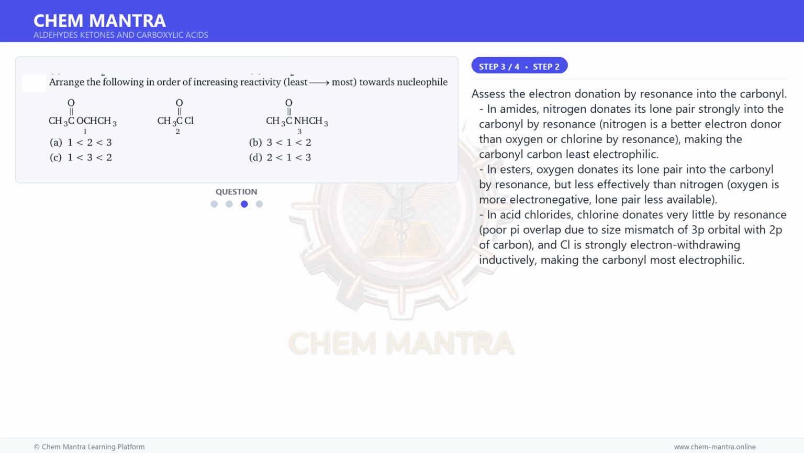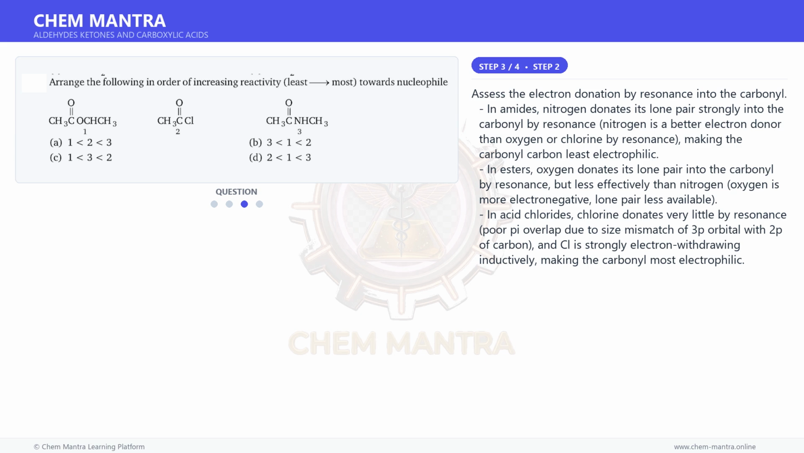Moving on to the next step. Assess the electron donation by resonance into the carbonyl. In amides, nitrogen donates its lone pair strongly into the carbonyl by resonance. Nitrogen is a better electron donor than oxygen or chlorine by resonance, making the carbonyl carbon least electrophilic. In esters, oxygen donates its lone pair into the carbonyl by resonance, but less effectively than nitrogen. Oxygen is more electronegative, so its lone pair is less available.